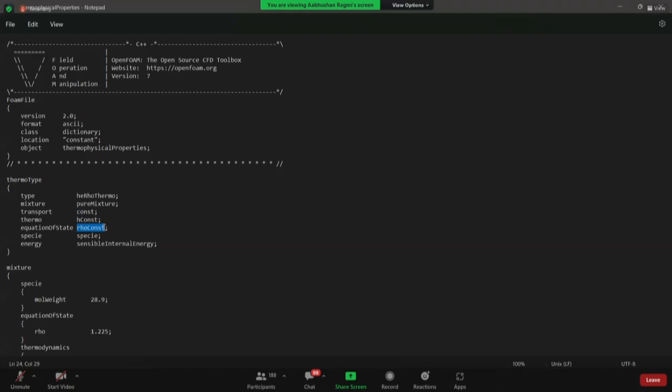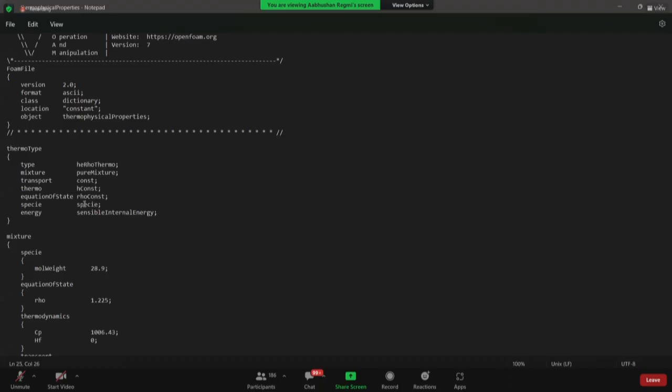I think I forgot to talk about equation of state. In equation of state, we can provide different parameters. rhoConst assumes that our density is constant. There are other parameters that you can apply, like Boussinesq approximation, and the one where the density depends on some polynomial expression. And in specie, it specifies the composition of each constituent, like number of moles, such kind of thing is used here. Because we have used specie in here, we need to only provide molecular weight.